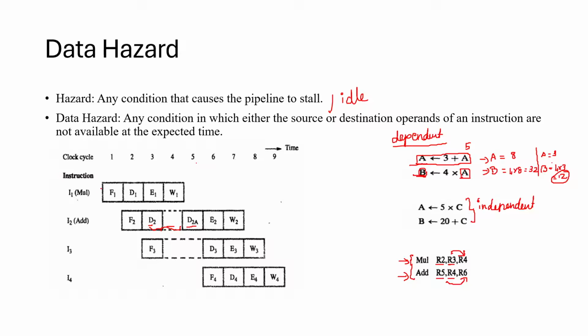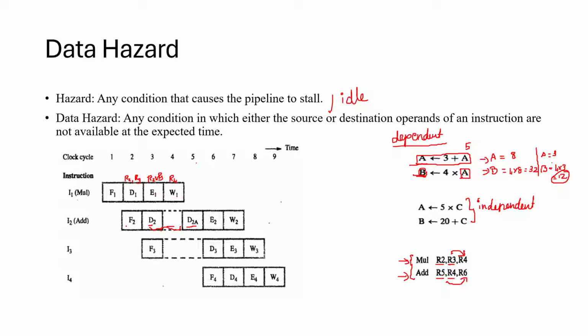At clock cycle 1, the multiply instruction has been fetched by the fetch unit. At clock cycle 2, the instruction has been decoded and the operands R2 and R3 have been fetched. Now in the execution stage, it multiplies R2 and R3, and it updates the value of R4 in clock cycle 4. This is what is happening in the first instruction.